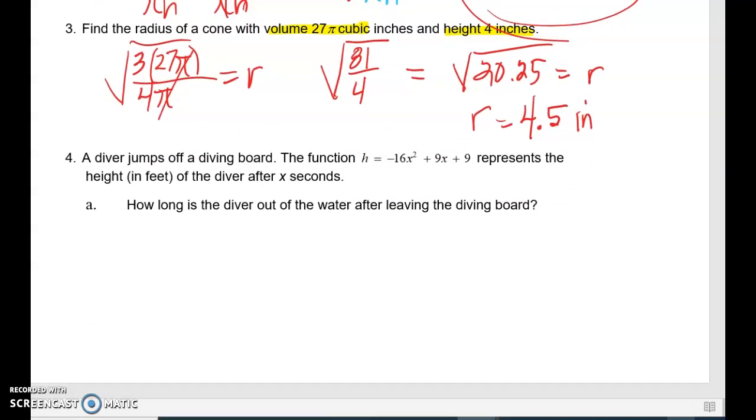Okay, so we're back to this last problem that's talking about a diver jumping off a diving board. And again, it's kind of like our vertical motion model. So when I look at this problem, I want to figure out how long the diver is out of the water after leaving the diving board. So again, how long means I'm solving for x.